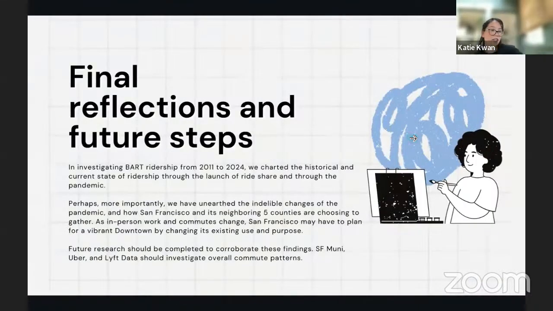All right, so final reflection and future steps. Well, I really like this project just because I'm interested in San Francisco. I love San Francisco. We've unearthed the indelible changes of the pandemic and how San Francisco and its neighboring counties are choosing to gather. Super important to note that ridership is down. People are staying clustered within their communities. We are at risk of losing our downtown. And I think it's more of a call to action to show that without city planning or without being proactive, that is going to be what happens.